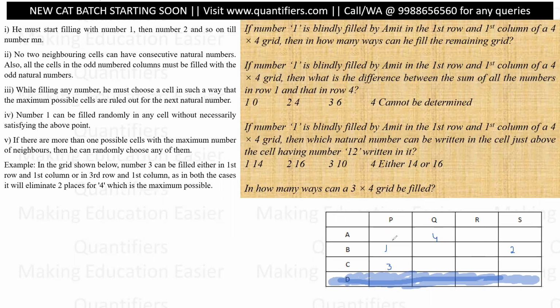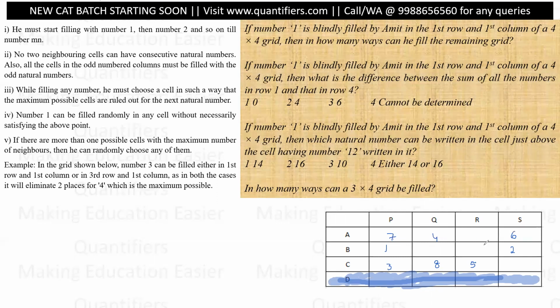So 4 is here. 5 cannot come here. So 5 will come here. Right. Now 6 cannot come here. 6 will come here. 7 cannot come here. 7 will come here. 8 cannot come here. 8 can come here or here. In both the cases, one place is eliminated. So let me fill it over here.